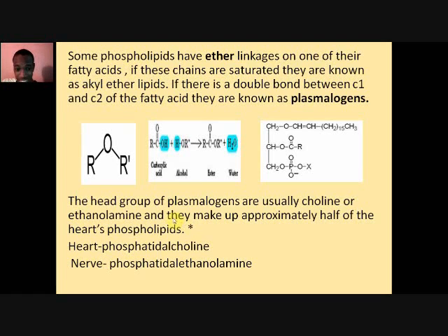Now this is not phosphatidylcholine. It's similar, but in phosphatidylcholine this was an ester linkage. In the plasmalogen it's an ether linkage. And in nerves you have phosphatidylethanolamine.